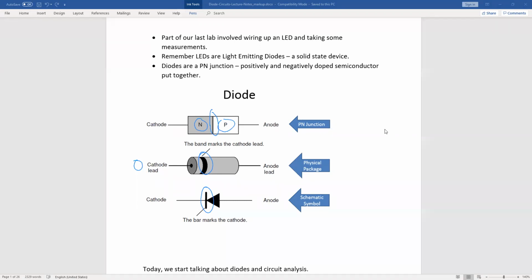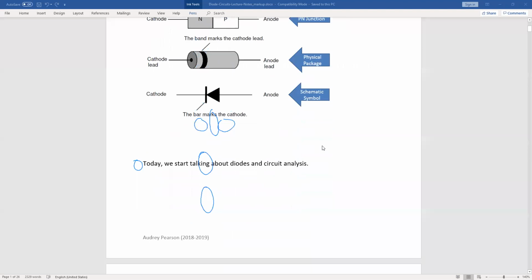Let's see if we can scroll down a little bit here. Oh, it keeps the annotations there. That's interesting. So I guess I'll have to clear those. All right.